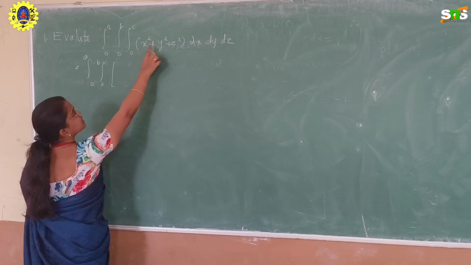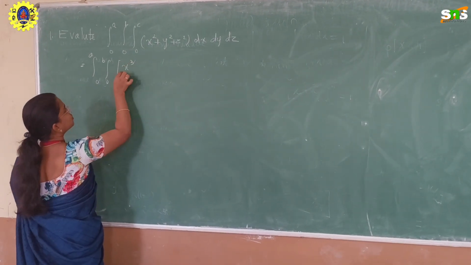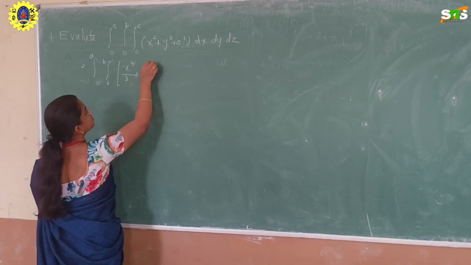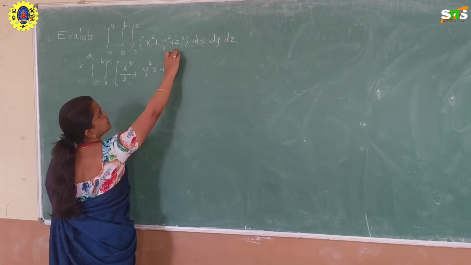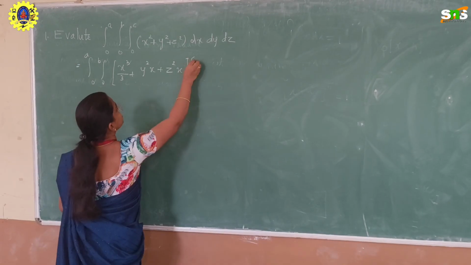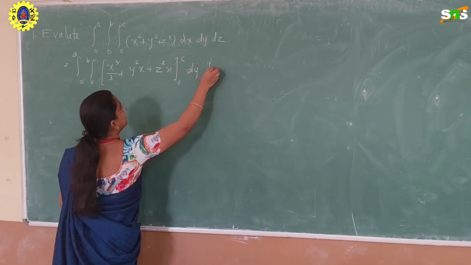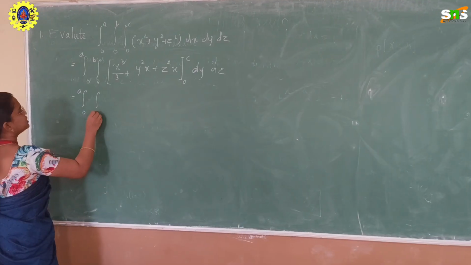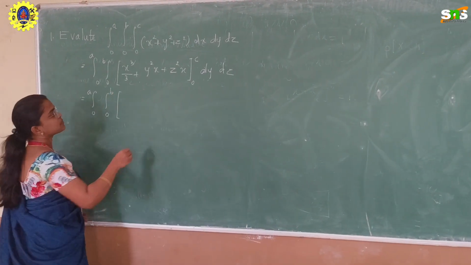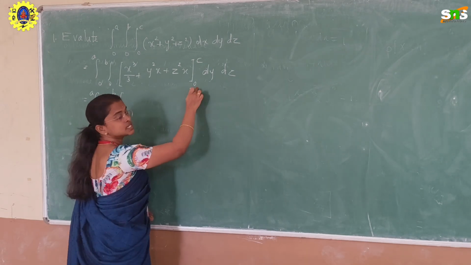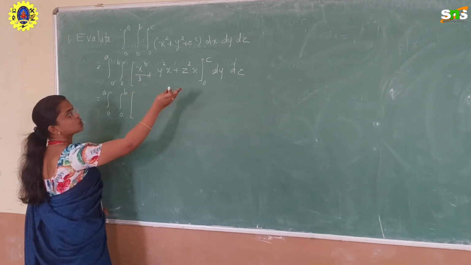So x square integration with respect to x is x cube divided by 3, plus y square integration with respect to x is y square x, plus z square integration with respect to x is z square x. The limit is 0 to c, dy dz. Now the limit substitution: integral 0 to a, integral 0 to b. Limit substitution for x value. So upper limit is c, lower limit is 0, so upper limit minus lower limit.